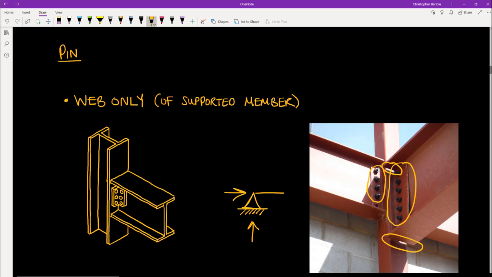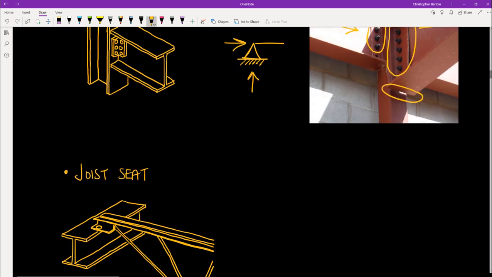Therefore, we will only be passing a vertical force from the beam into the column, as well as any horizontal or axial forces that we may have in these beams. But we will not be passing any moment from our supported beam to our supporting column with this type of connection.